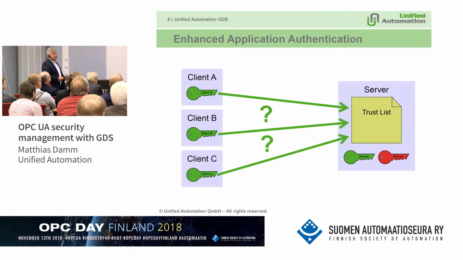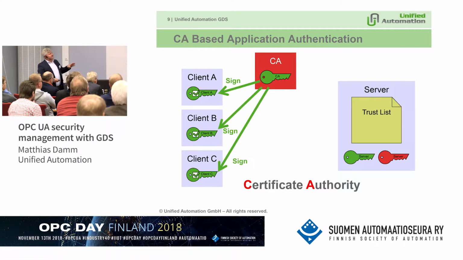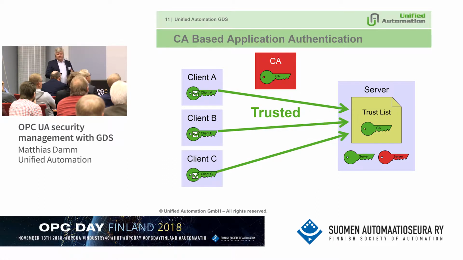And in a PKI infrastructure, this is called CA, Certificate Authority, where the CA signs application certificates, and the server that wants to trust all these clients just trusts the CA certificate. So only the certificate authority, and all clients that have a signed certificate, they are automatically trusted by the server. So it's very easy to add clients, and you can do that by just having a centralized CA that hands out signed certificates to applications when they're installed.